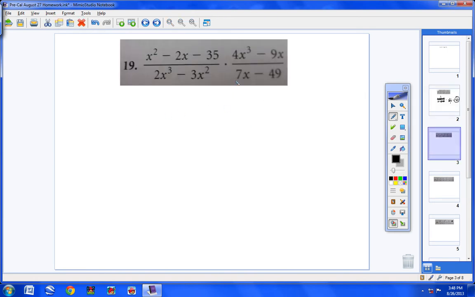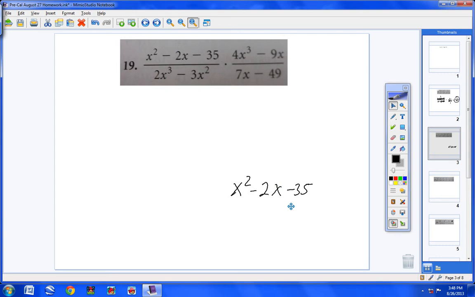Now, again, step 1 would be to factor as much as possible. So let's start off with this part right here. And let's factor this out. We have x squared minus 2x minus 35. All right, nothing common to pull out. Next, I notice I have a trinomial with a lead coefficient of 1. So I'm going to list out all the multiples of negative 35.